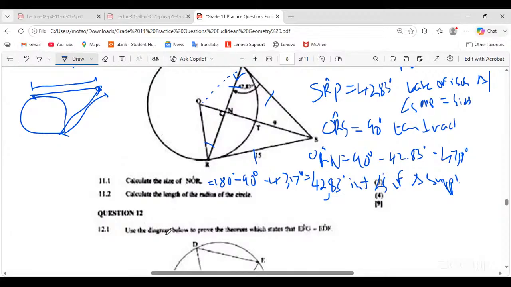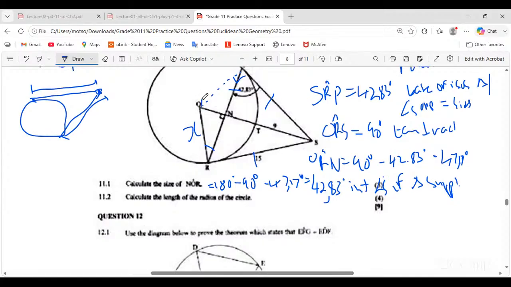Thank you. We go to the next one, 11.2, requiring us to find the length of the radius of this circle. Now, how are we going to find the length of the radius? We can use two options. The first one is to let OR, which is the radius of this circle, be x, right? Now, OS is going to be x plus 9, right?